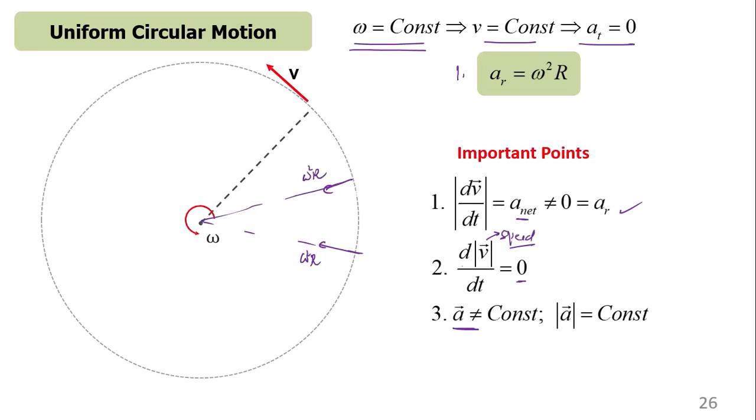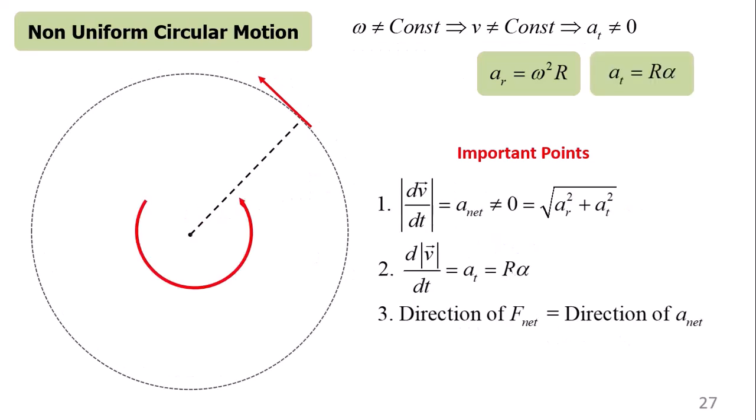So every time the acceleration is towards the center. So acceleration is changing its direction. That is, vector-wise it is not constant. Why? The magnitude is constant. Understood? The magnitude of acceleration is constant, not the vector. It is not a constant vector.